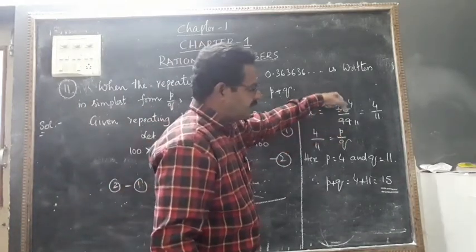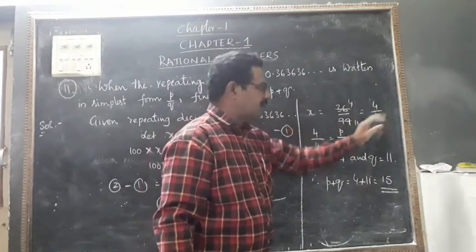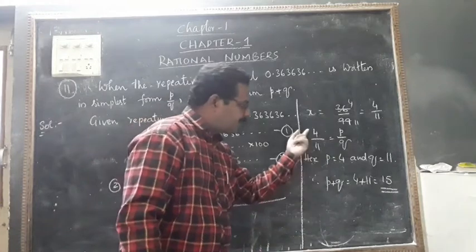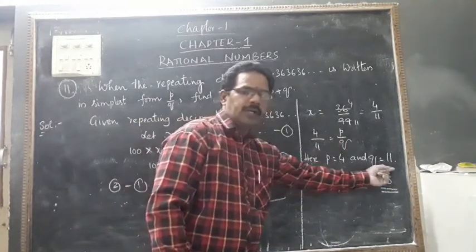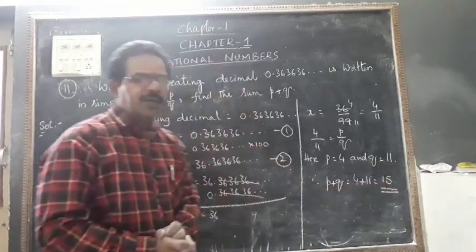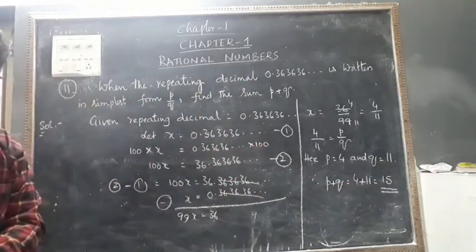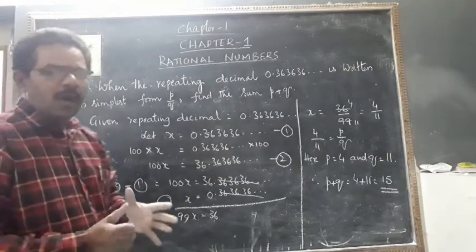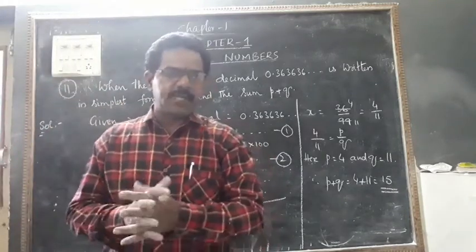9 fours are 36, 9 elevens are 99. So 4 by 11. So 4 by 11 is equal to p by q. Then here p is equal to 4 and q is equal to 11. Therefore p plus q is equal to 4 plus 11 is equal to 15, which is the answer. Okay? Please note down.